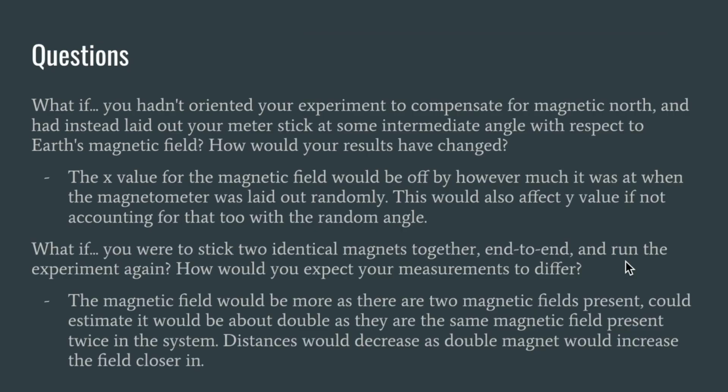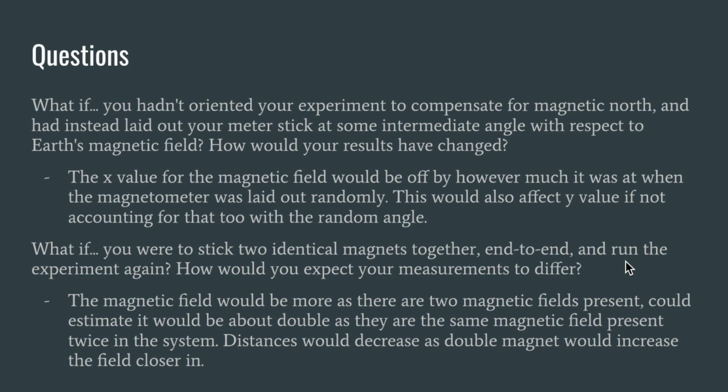So for the last questions, if you hadn't oriented it to compensate for the magnetic north and laid it out at a random angle, then the x value of the magnetic field would be off by however much it was when it was laid out randomly, because we did it with that at 0. And then it would also affect the y value, because if you're in the north position, you know what the y should be.